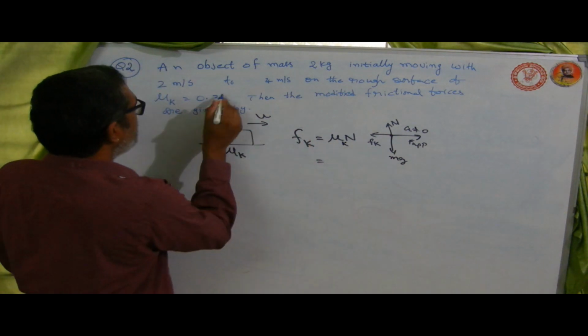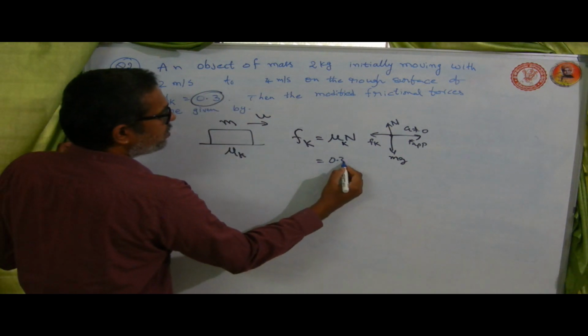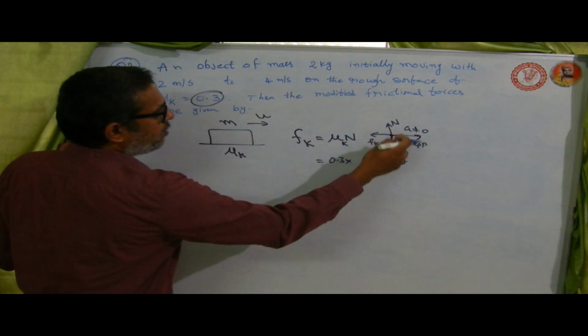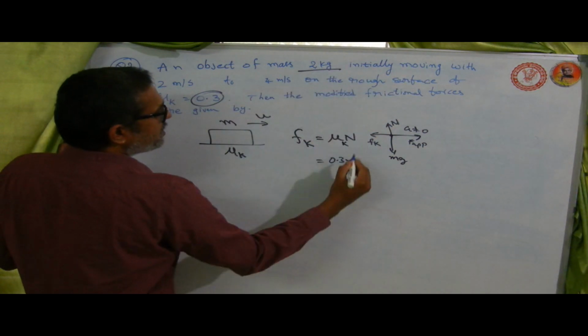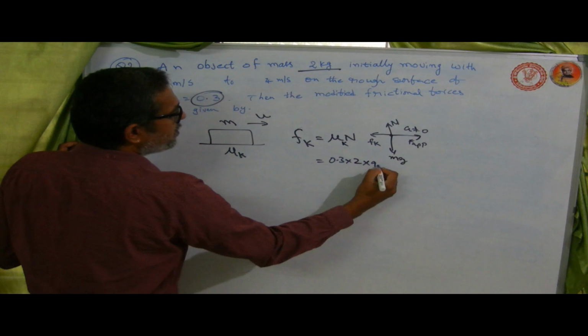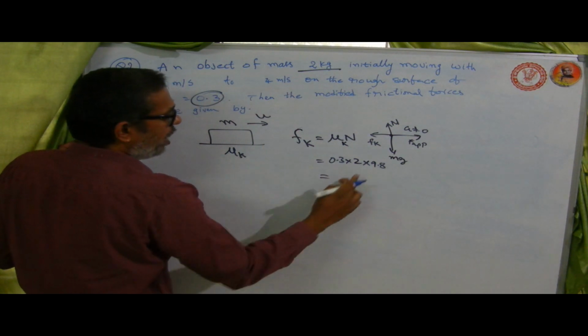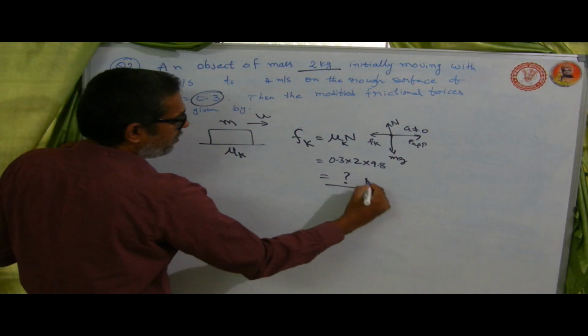The mu k value we have in this problem is 0.3, so 0.3 into normal reaction. The normal reaction is nothing but mg. The mass of the object given in the problem is 2 kg, into g; since g is not given, you have to take 9.8. Upon doing the multiplication, you will get this particular value in newtons.